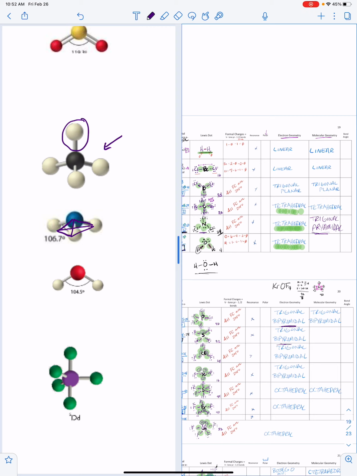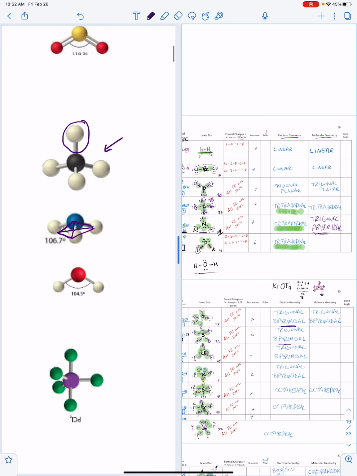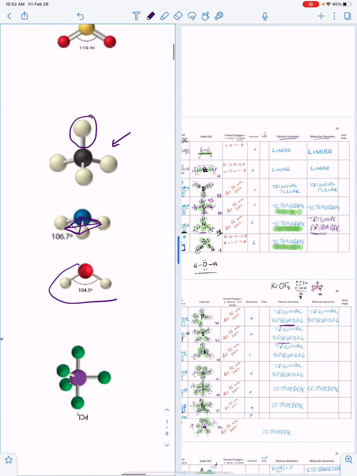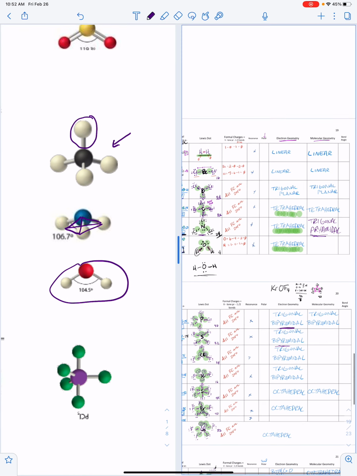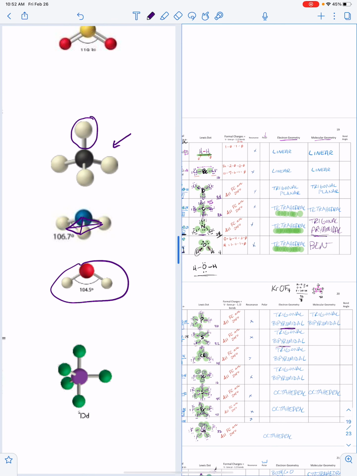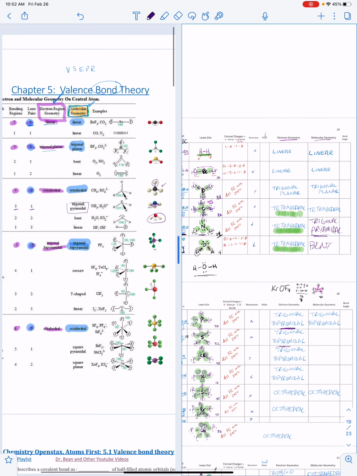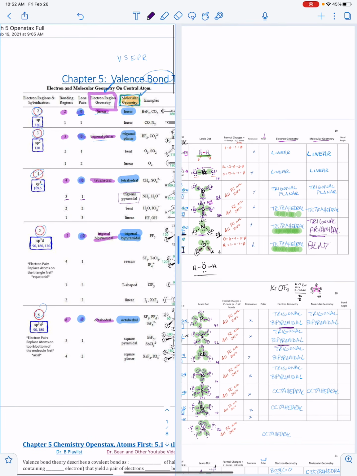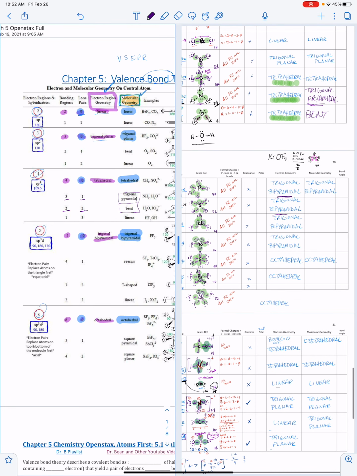And then now we have a situation where we have 2 pairs of electrons, and so it looks like this. And this name always makes a lot of sense to me. It's just bent. And again, 2 bonds, 2 lone pairs, bent. And let's look on. So trigonal bipyramidal, that's this category here. And in this one's case, we have 4 bonds and 1 lone pair.